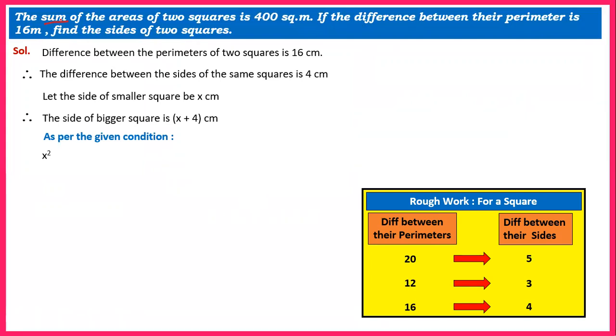So the area of the square with side x centimeter will be x square, because it is side square. The sum of areas means plus the other square, whose side is x plus 4, so its area will be x plus 4 the whole square, because it is side square. Now sum means plus of their areas. For side x, it would be x square, and for side x plus 4, it would be x plus 4 the whole square. It will be 400.